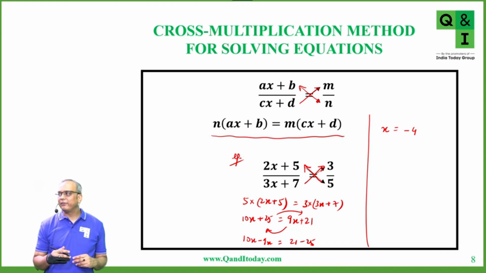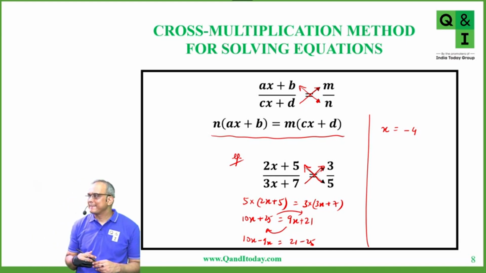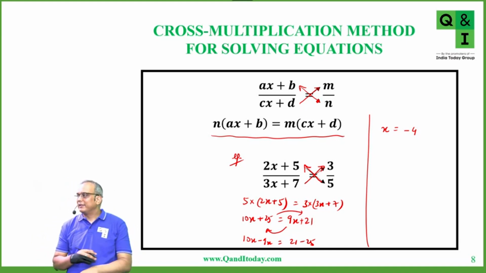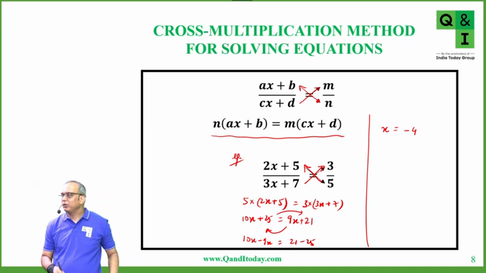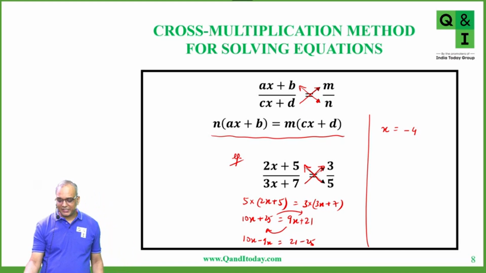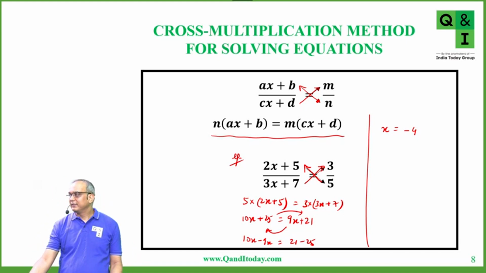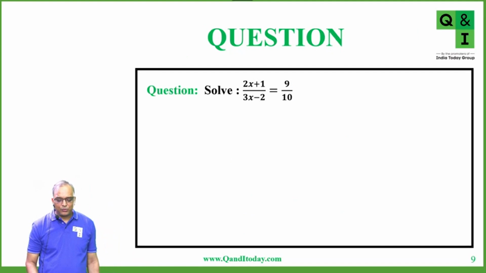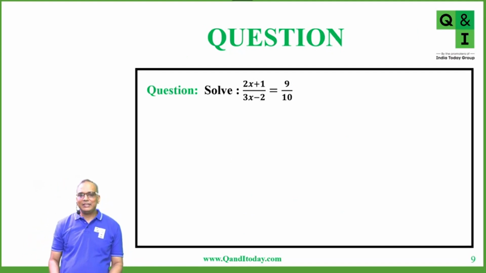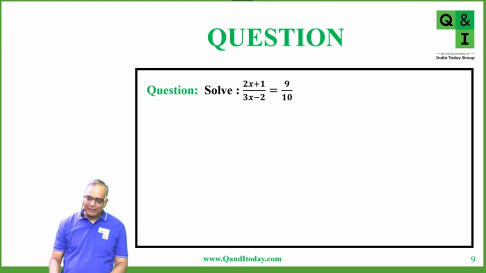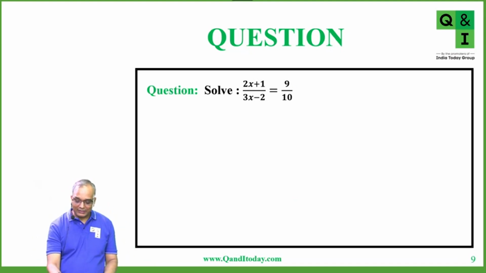Is this clear to everyone? Clear, students? Okay. Let's do some questions based on this cross multiplication method. So first question, students: (2x + 1)/(3x - 2) = 9/10. How do you solve this? Tell me first how you will solve this, and then you need to solve it.